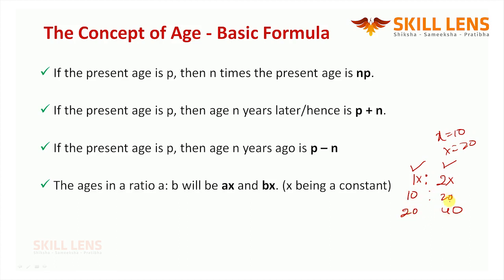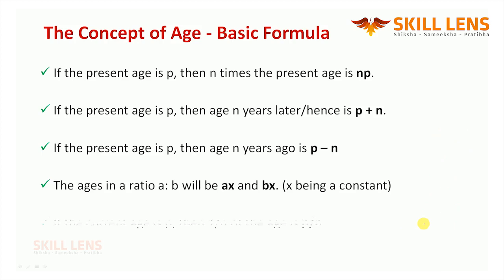If you look here, again the ratio remains the same: 10 to 20, 20 to 40, ratio remains same. But if X changes, their ages will change. So this point you should know. Ratio is not the exact number. You will see this concept in ratios. Okay. Let's go to the next point.